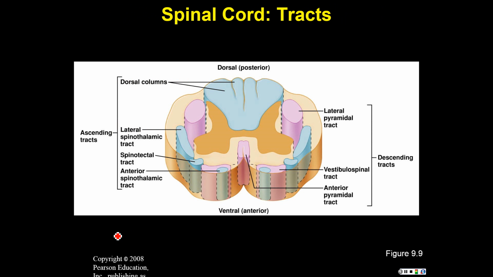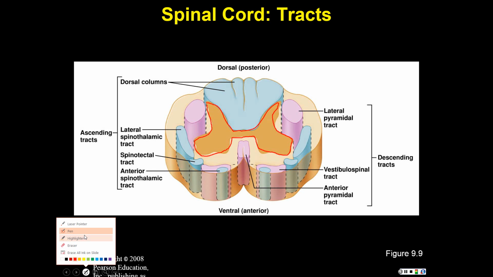Figure 9.9 illustrates for you the gray versus the white matter. The gray matter in this image is actually colored in this opaque color, and I'm going to try to isolate it. It's kind of described as being butterfly shaped. Okay, so that's the gray matter, and then everything outside of it is considered to be white matter. And then within that white matter, we have different cells that will allow for descension or ascension.